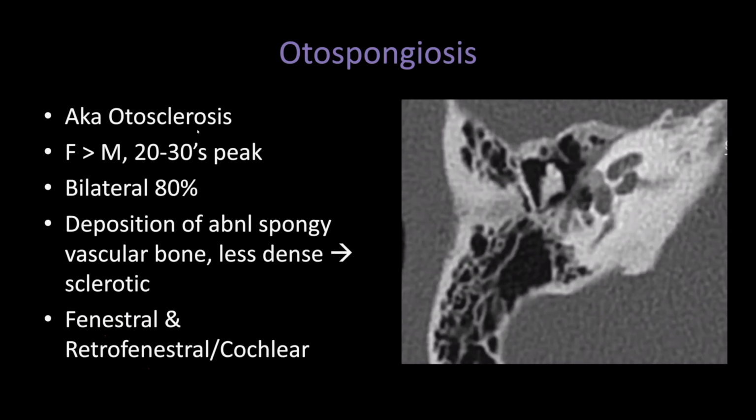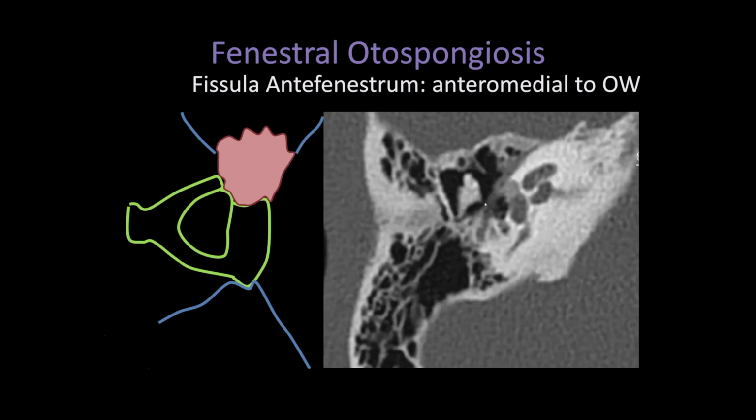Otospongiosis, also known as otosclerosis, is due to deposition of abnormal spongy vascular bone within the otic capsule that's less dense than the surrounding otic capsule. Most commonly, it's seen bilaterally, and there are two types, fenestral and retrofenestral. Fenestral otospongiosis occurs in this location, the fissula ante fenestram, which is anteromedial to the oval window.